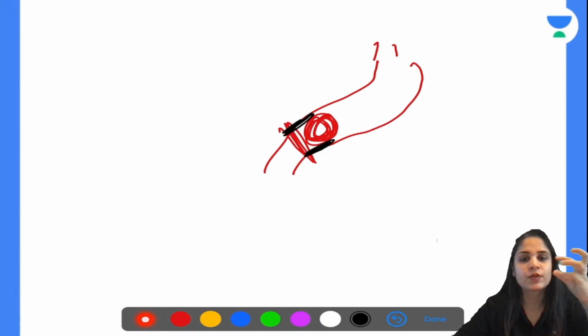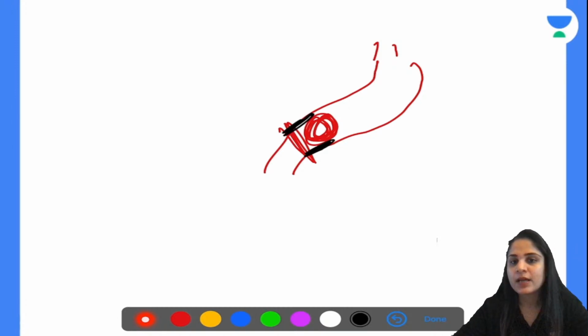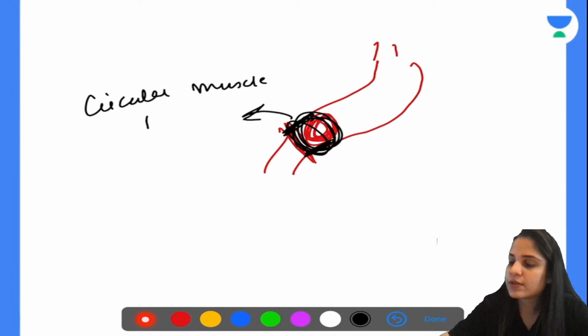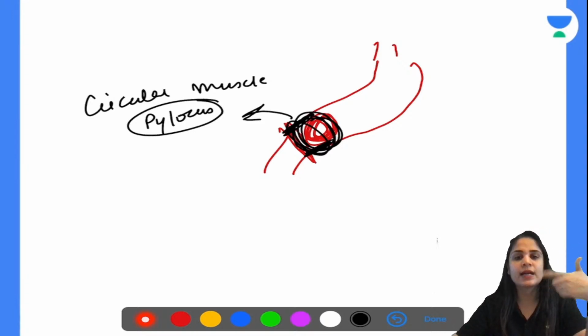So there will be hypertrophy of the musculature of the pylorus or of the pyloric antrum. And which muscle is the one that is hypertrophying? Just remember, I'll draw it over here so that you remember. So the circular muscle that is there of the pylorus, that is the one that will hypertrophy. So when it hypertrophies, what happens?